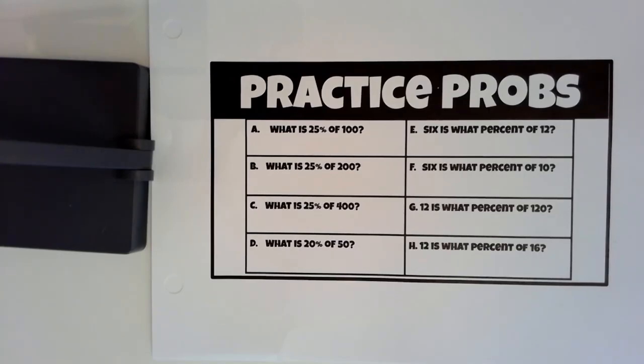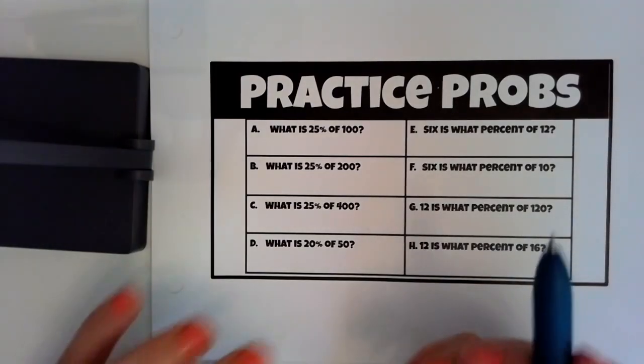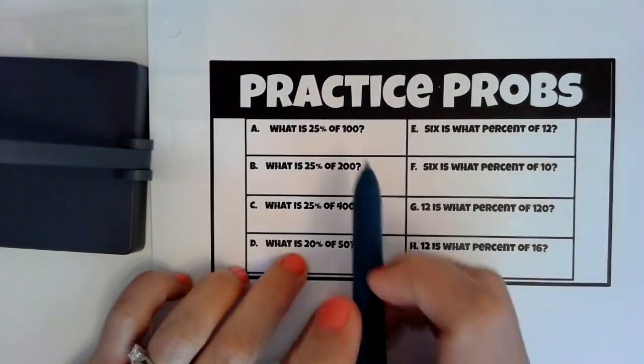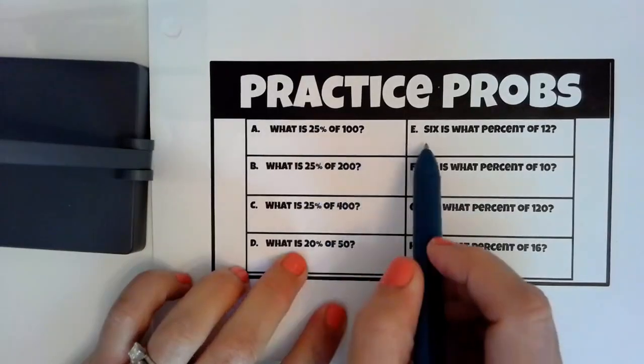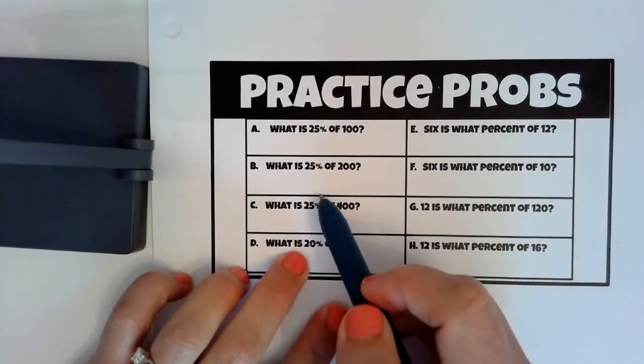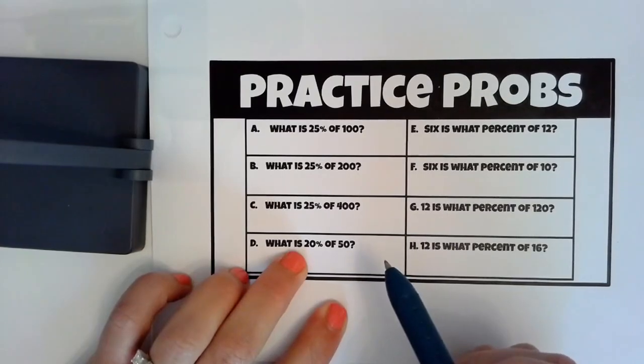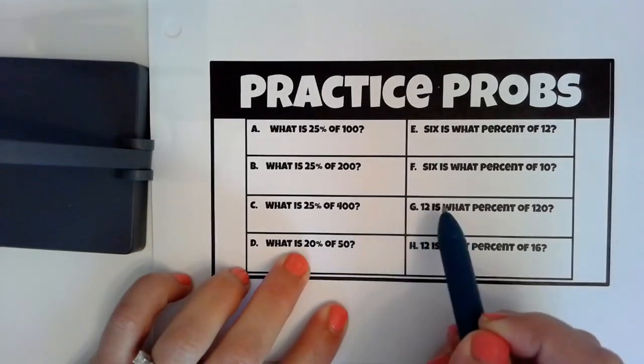Alright, let's do some practice problems. So when you come across these, what is 25% of 100, or 6 is what percent of 12? I like to break it down into fractions. So I'm going to do A and E, and then I'm going to have you do B and F on your own. Then we'll do C and G together, and D and H on your own.